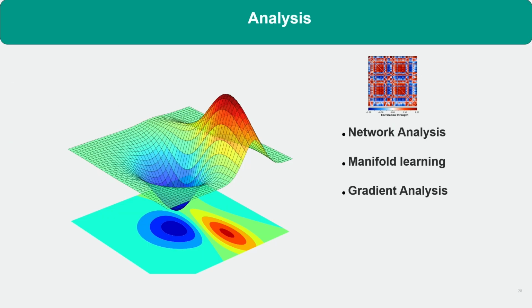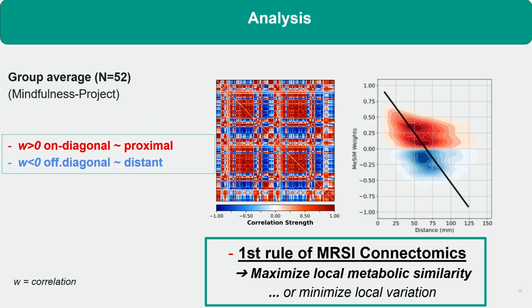Okay, now let's get to the analysis of this matrix. One striking thing is that proximal regions, the regions along the diagonal, tend to be positively correlated. Off diagonal, which is usually the distant regions, they are negatively correlated, which makes roughly sense because proximal regions tend to come from similar tissue. They will have the same metabolic profile. Distant regions will be more different from each other and will have a negative metabolic correlation.